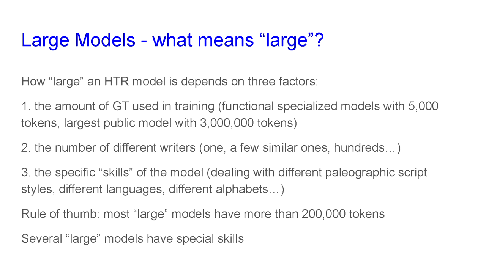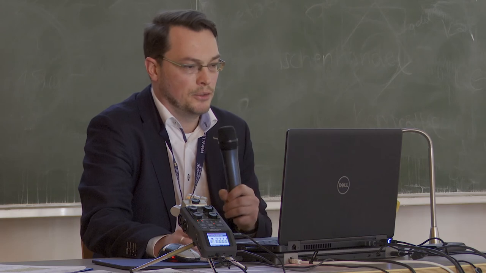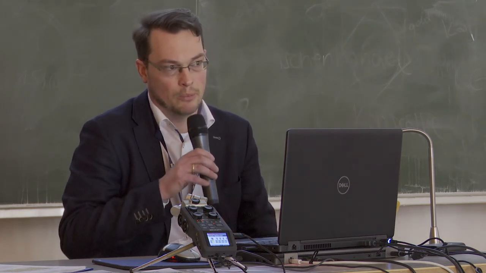The special skills and the number of writers indicate that there's a difference between large models and generic models. Not every large model is a generic model. So as a rule of thumb, we can say that most large models have more than 200,000 tokens. And if you integrate several writers and maybe several languages or several script styles, you might be able to produce a generic model. And this is more or less our definition of a generic model. And Dirk will talk about what large and generic models should do in theory and practice.